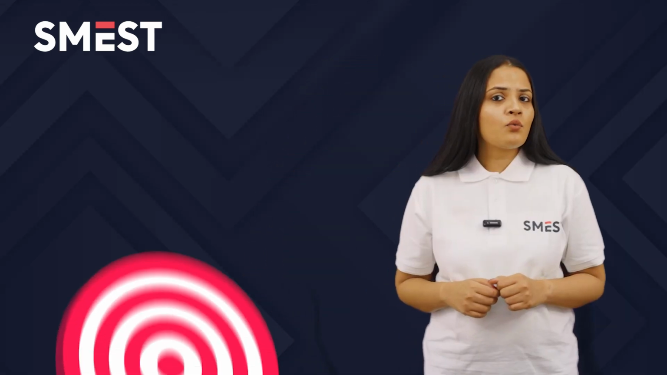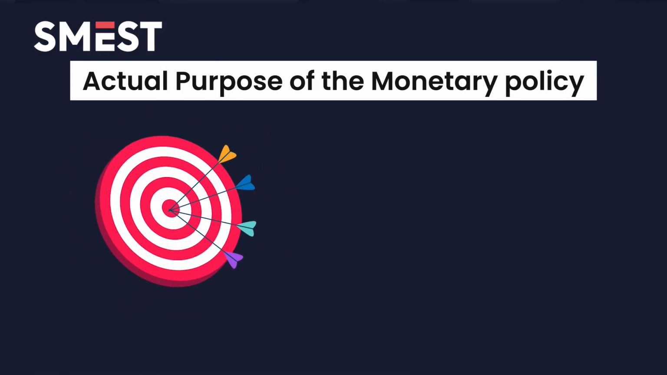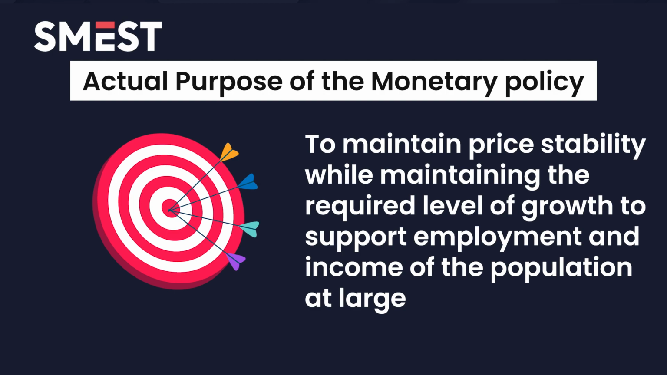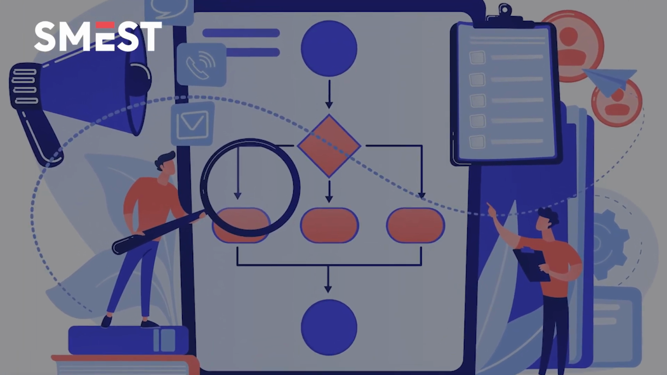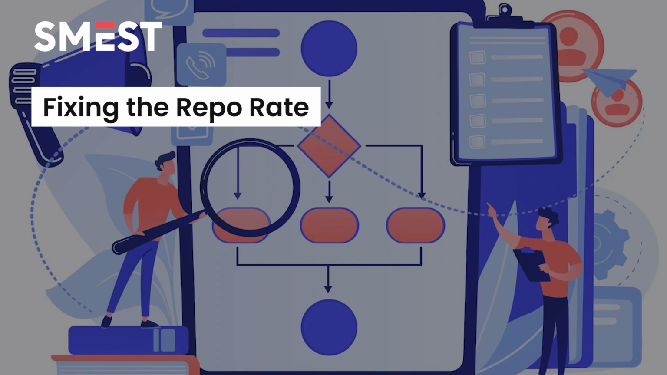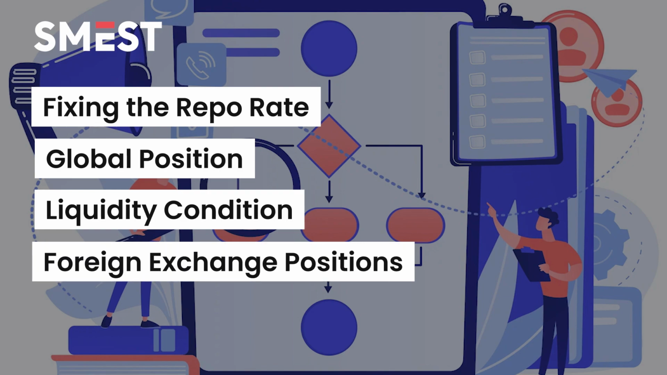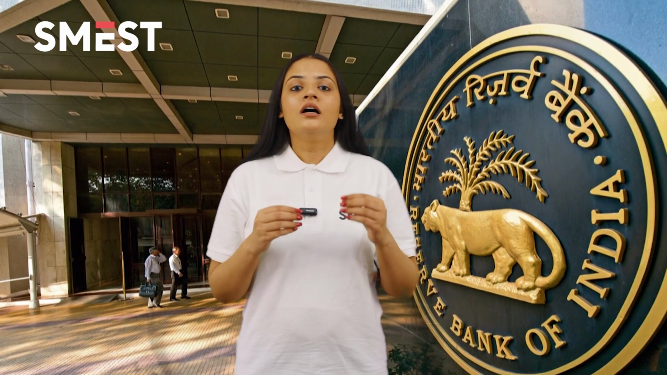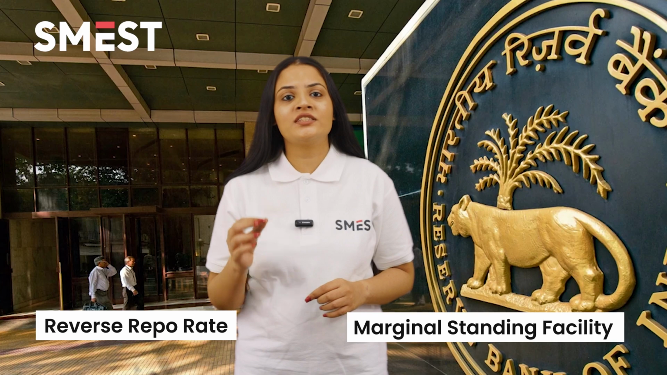Now, you might be thinking, what is the actual purpose of the monetary policy? The primary objective of the monetary policy is to maintain price stability while maintaining the required level of growth to support the employment and income of the population at large. The policy framework generally aims at fixing the repo rate based on current and evolving macroeconomic situation in the country as well as global position, liquidity condition, foreign exchange position and many others. The RBI also fixes reverse repo rate as well as the marginal standing facility rates.